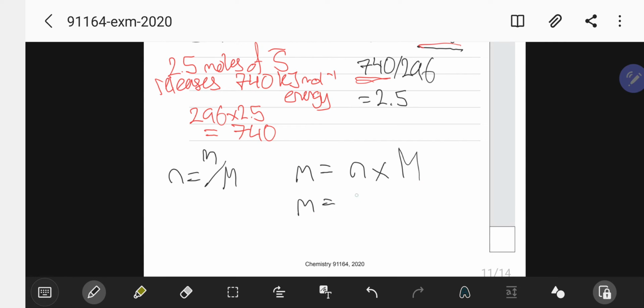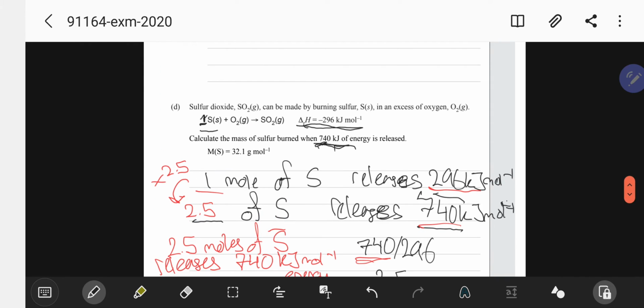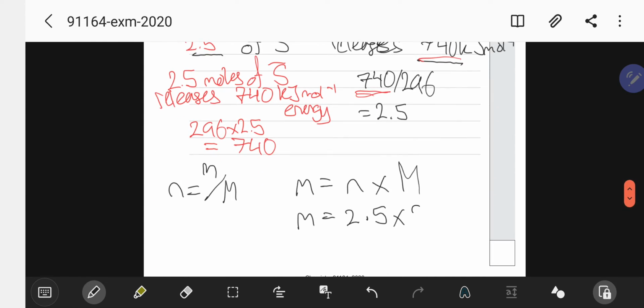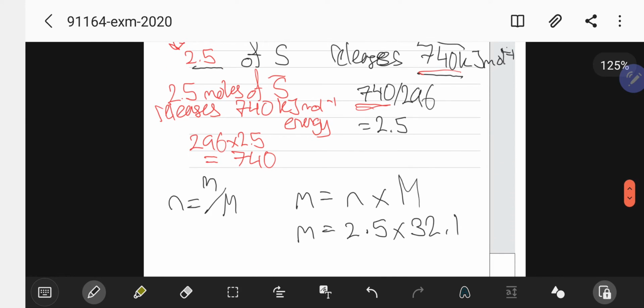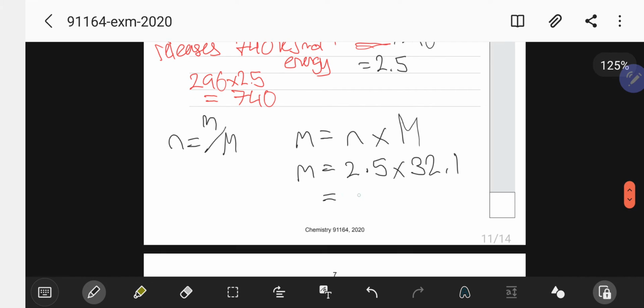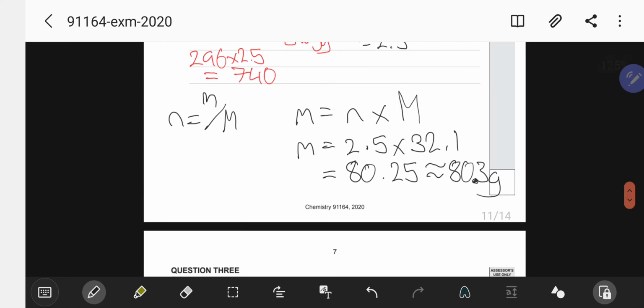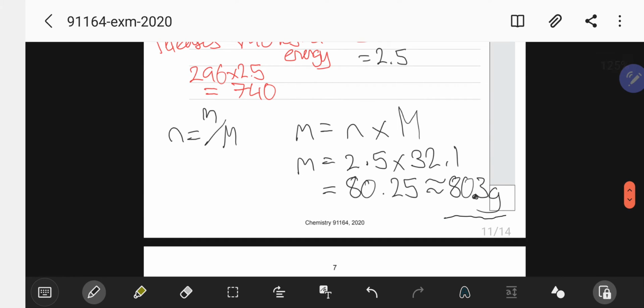So mass is going to equal, moles is 2.5 times our molar mass. The molar mass of sulfur is 32.1. So 2.5 times 32.1 gives us 80.25, and we round this to 3 significant figures, 80.3 grams. And that should be our final answer.